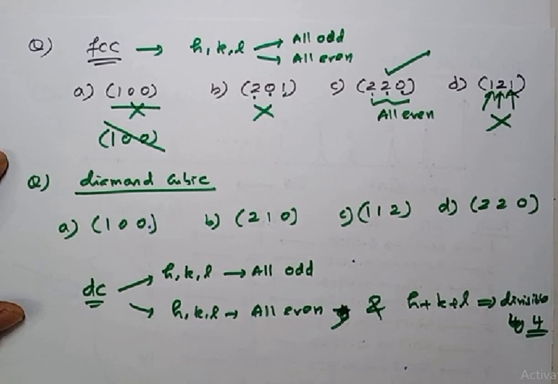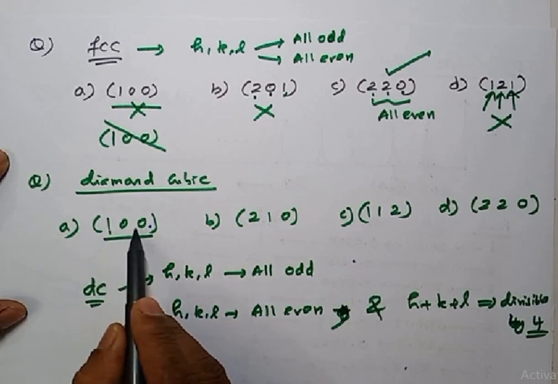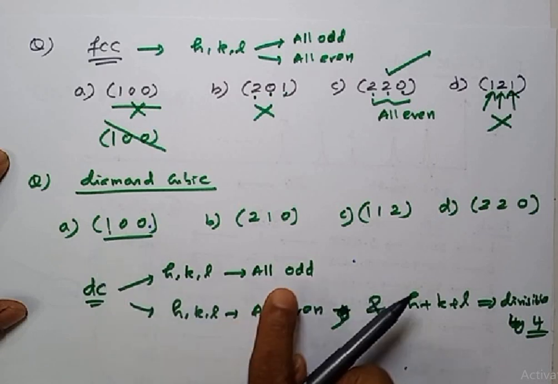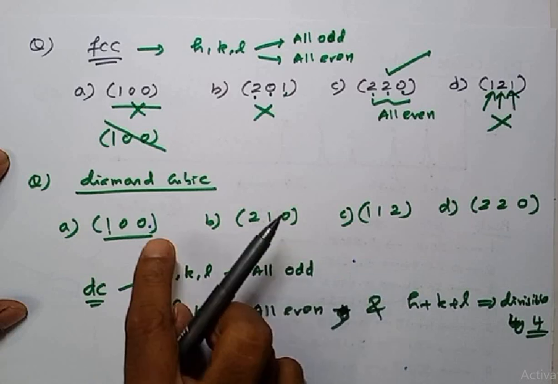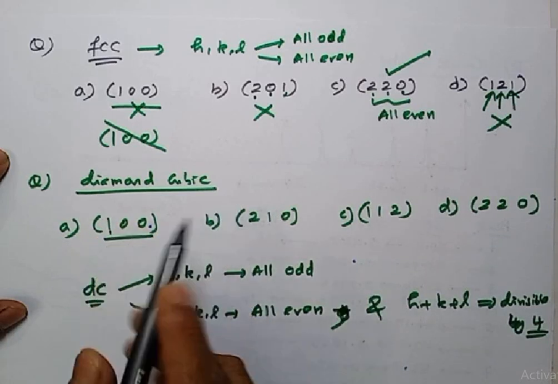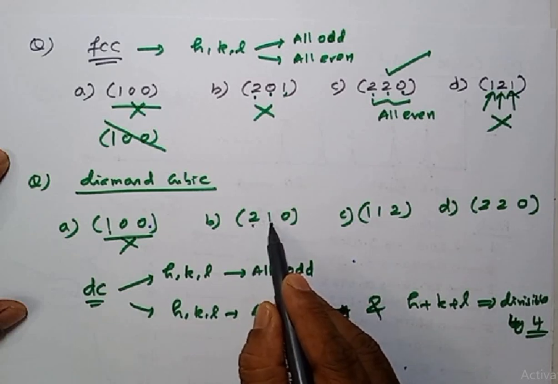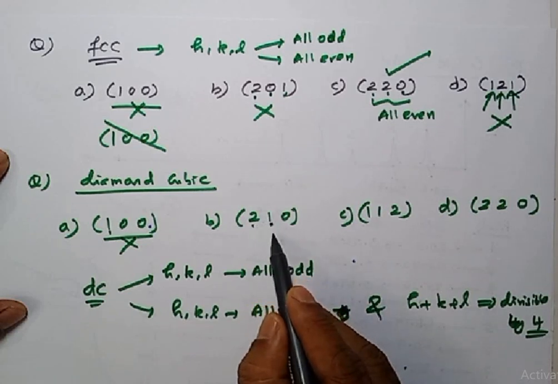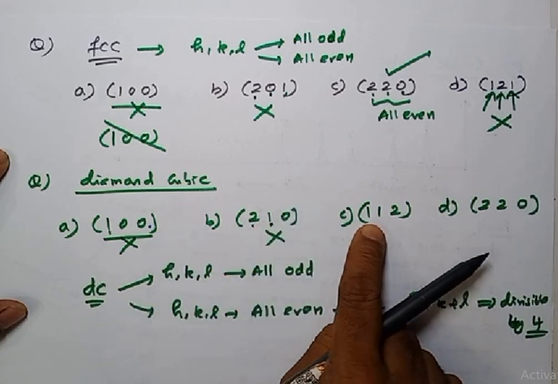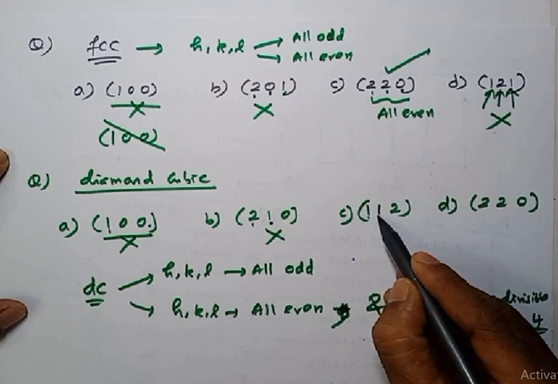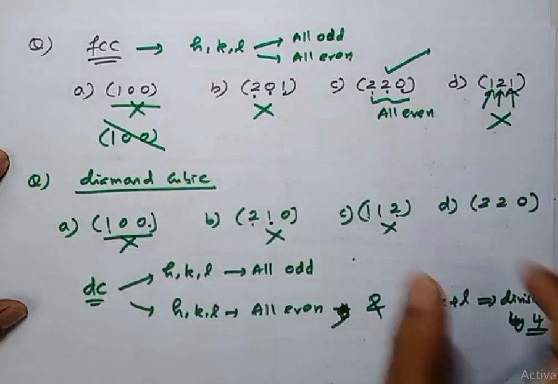Here one is odd, the remaining two numbers are even. According to the rule, all should be odd or all should be even. That is the first condition. But here we have odd as well as even, so it is not possible. Next one, this is even, this is odd again. We are having mixing, so it's not possible. Then C, 1 is odd, but 2 is even, odd-even mixing is there, so it's not possible.